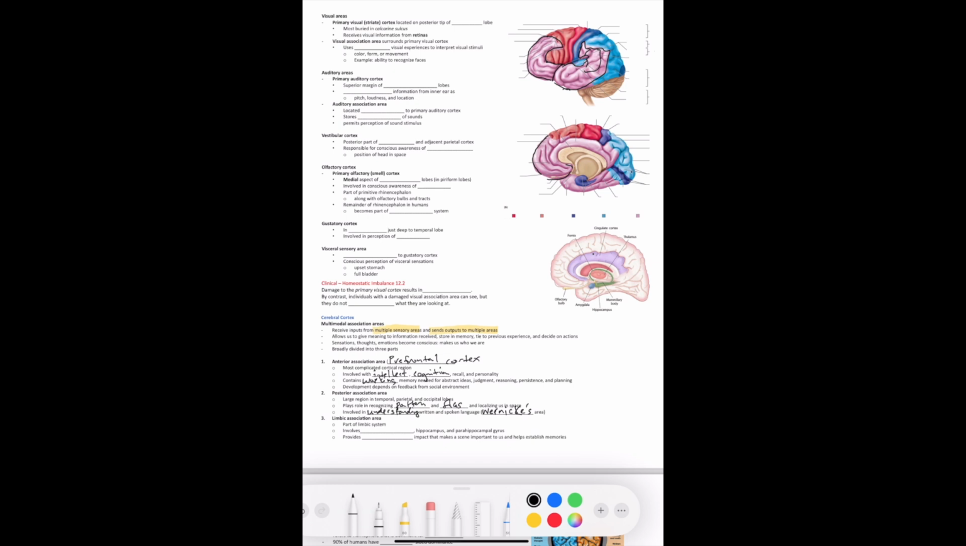The limbic association. The first thing I want you to think about when we say limbic, we are referring to emotions. So it provides our emotional impact that makes a scene important to us and helps establish memories. The main structures associated with the limbic association area, identifying that is that structure, the limbic association area is right in here. So all of this stuff here.